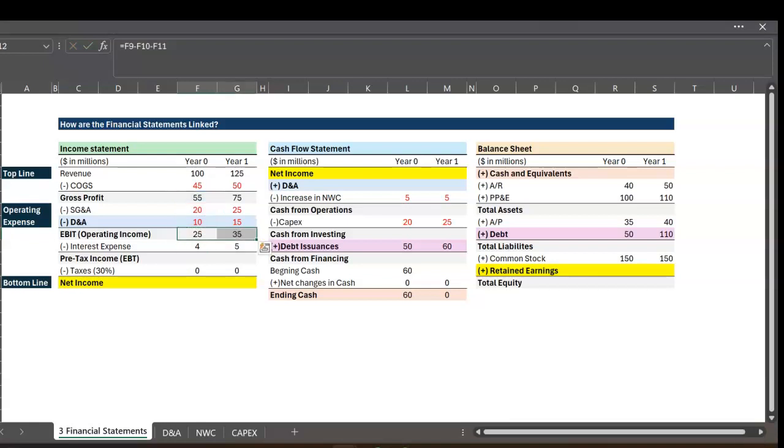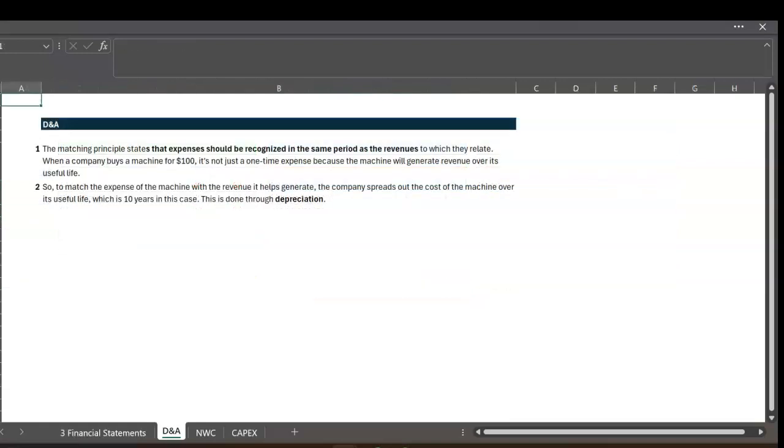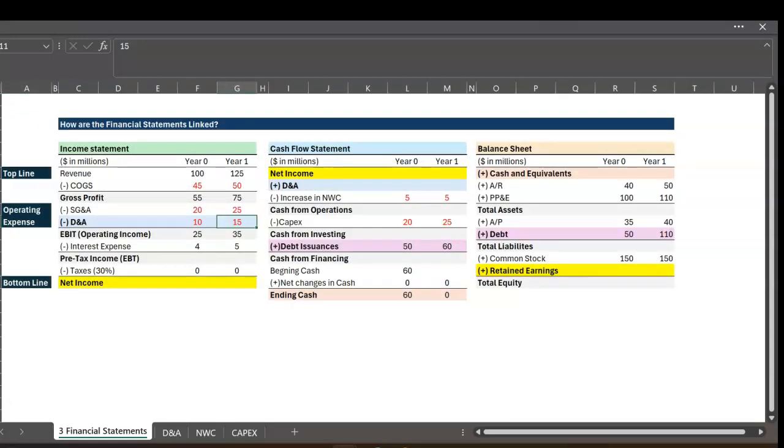And here you go. The reason why we are subtracting depreciation and amortization in the income statement, and you can see we'll be adding back the D&A in the cash flow statement, is because of the matching principle. The expenses that are recognized should be recognized in the same period as the revenue. And because of that, we are subtracting the D&A in the income statement.